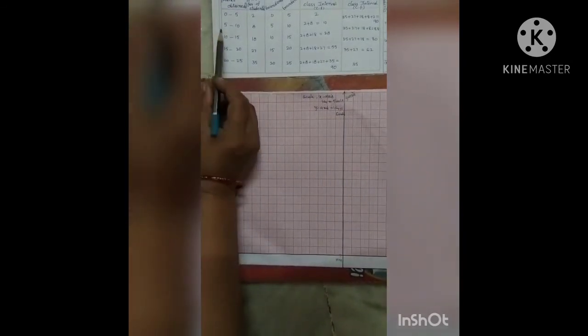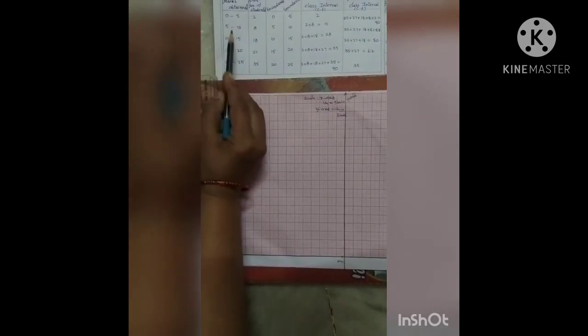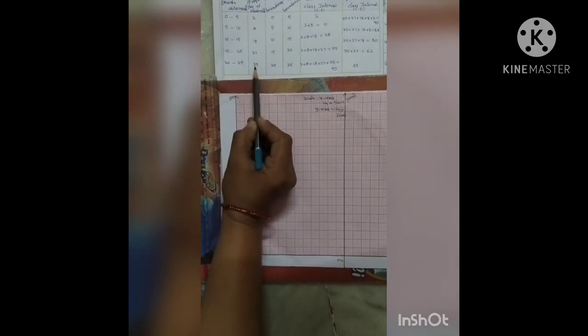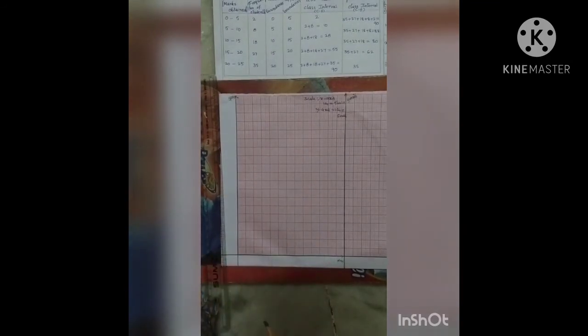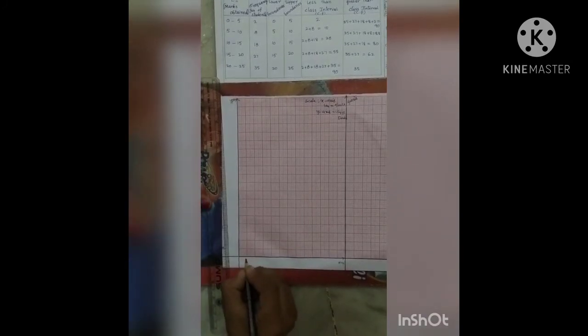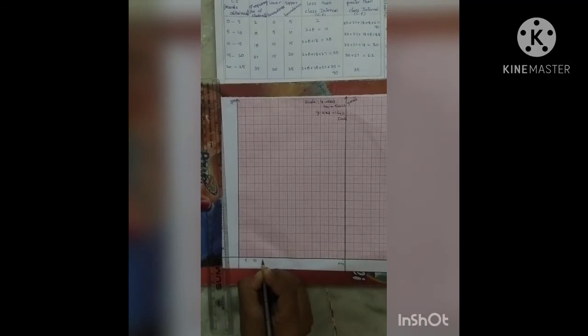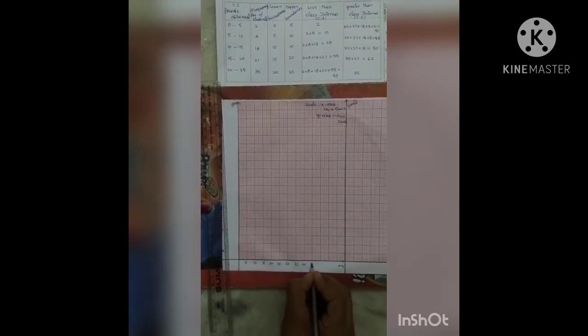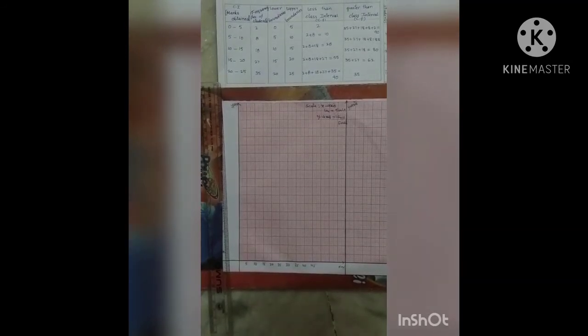So here, children, 0 to 5, 5 to 10. Here we have to take 5 units, and the frequency goes up to 35. Each line is 5 units. So 5, 10, 15, 20, 25, 30, 35, 40, 45. Up to 25 only is taken here.